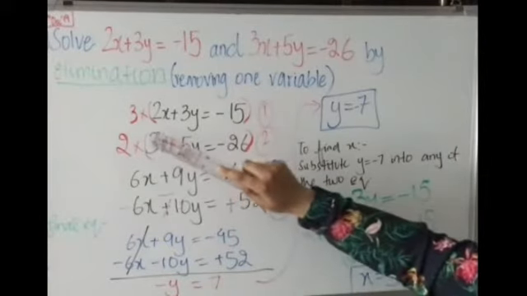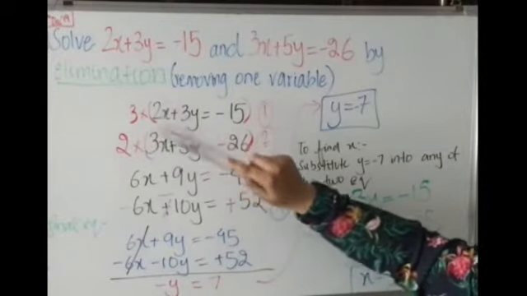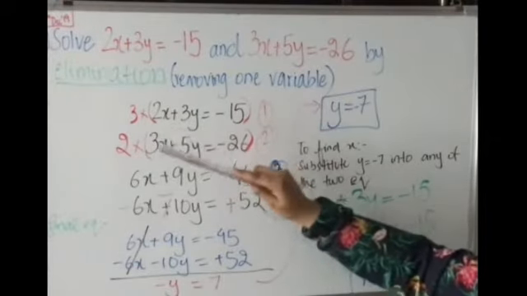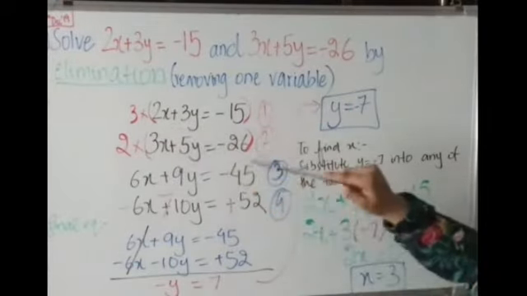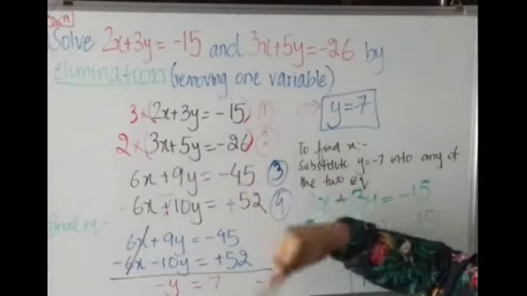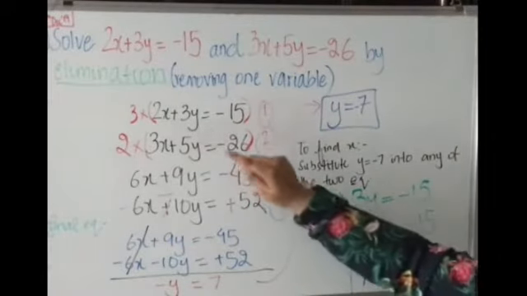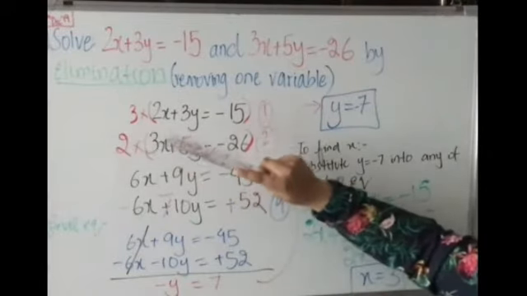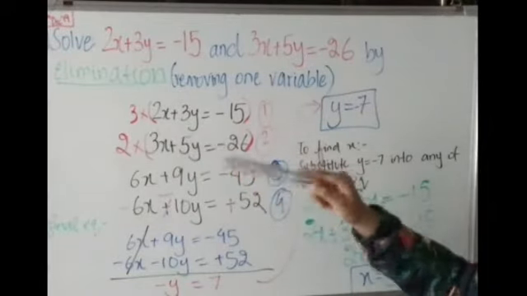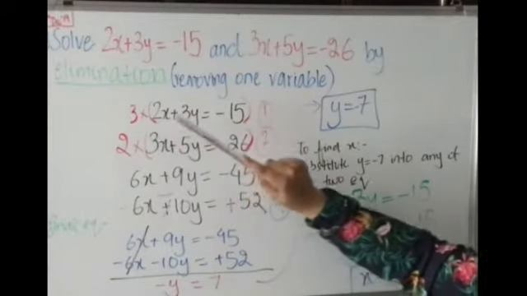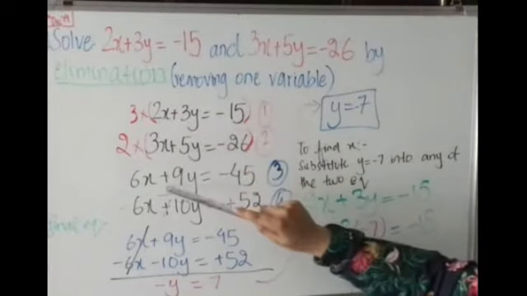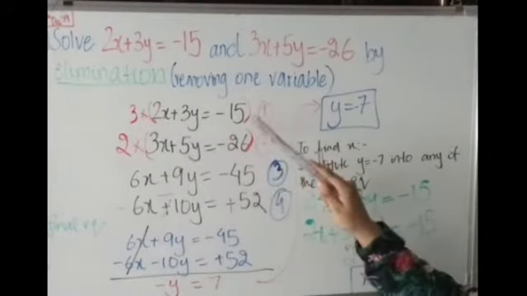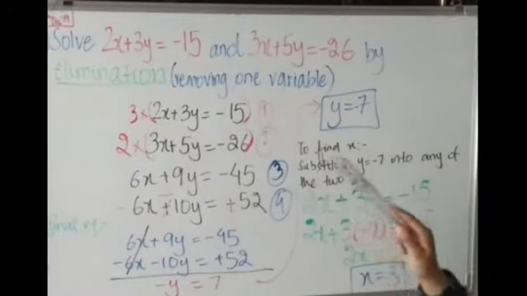So we'll multiply the first equation by 3 because 3 multiplied by 2 is 6, and then the whole equation by 2 because 2 multiplied by 3 is 6 also. And remember to multiply the whole equation by this number. You can't just multiply one term of this equation. So 3 multiplied by 2 would be 6x, 3 multiplied by 3y would be 9y, and 3 multiplied by minus 15 would be minus 45.